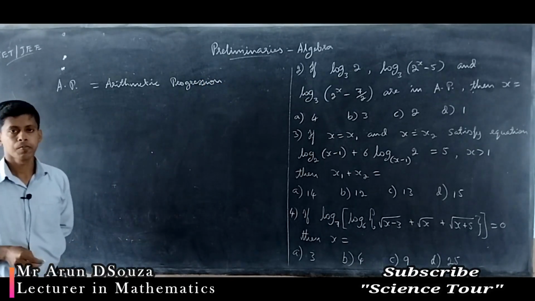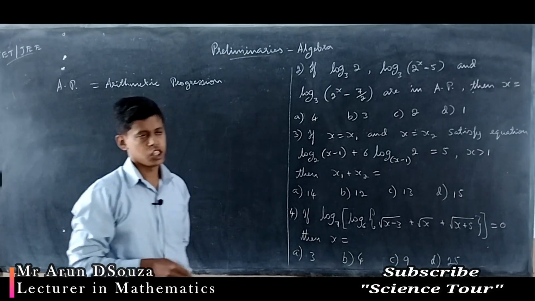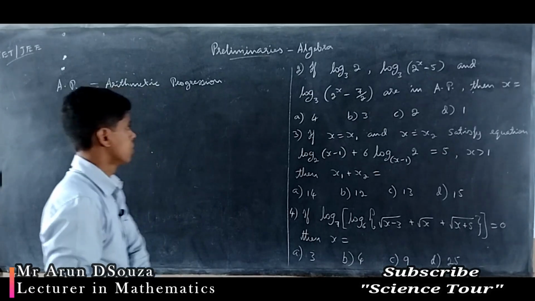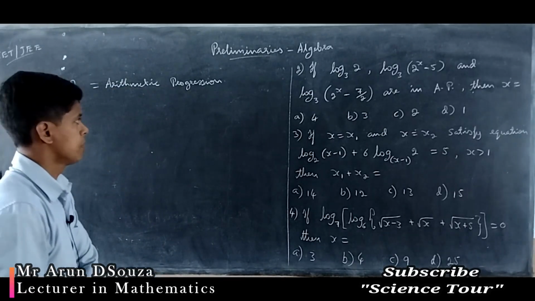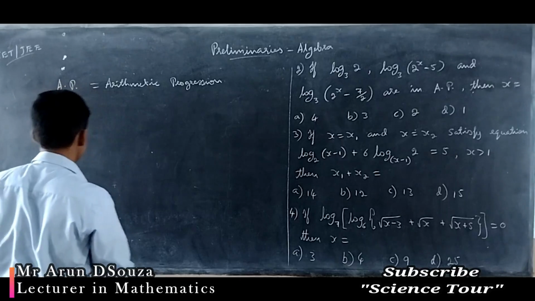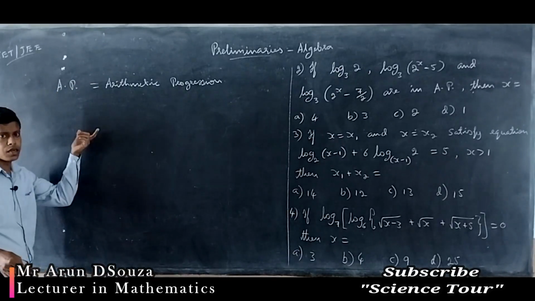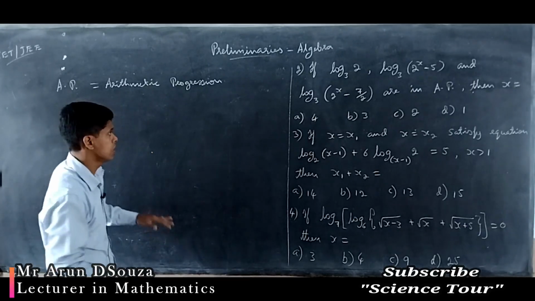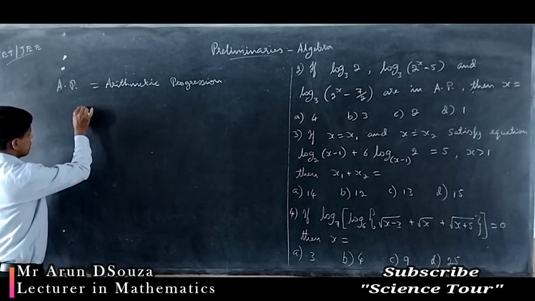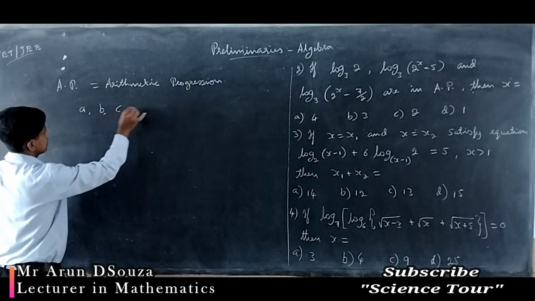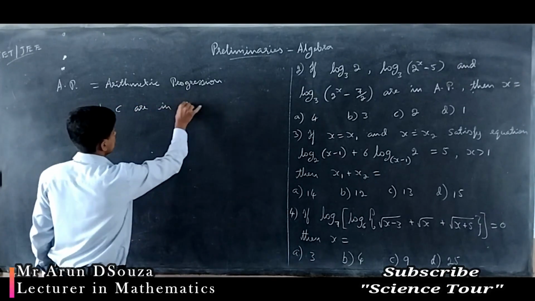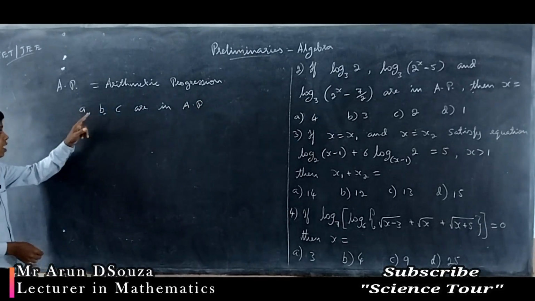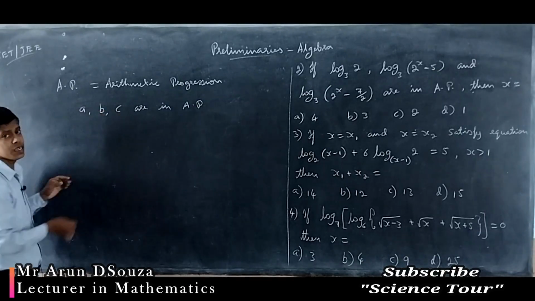Alright, so that is arithmetic progression. So if you have arithmetic progression, then what is the condition? I'll explain. See, when do you say A, B and C are in AP? In an arithmetic progression, you should have a common difference.